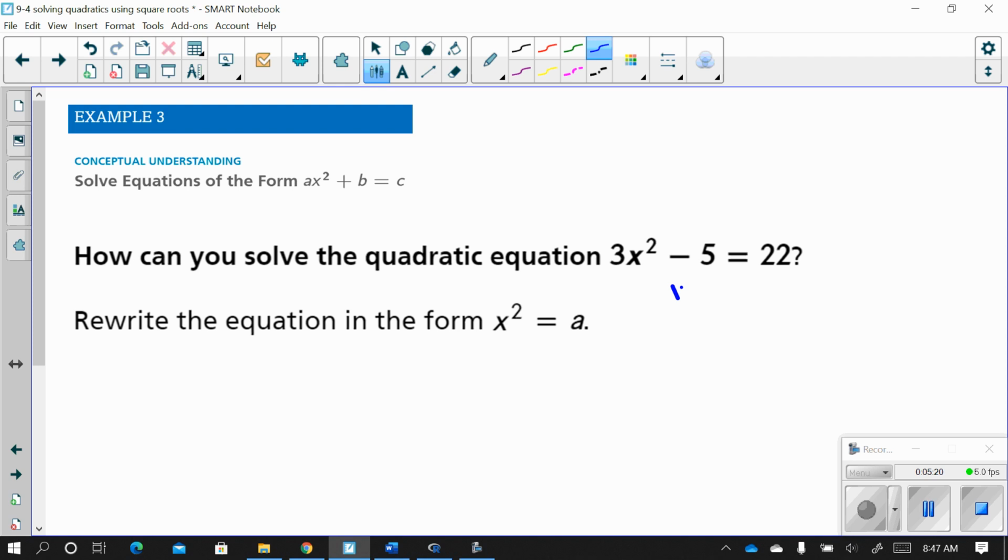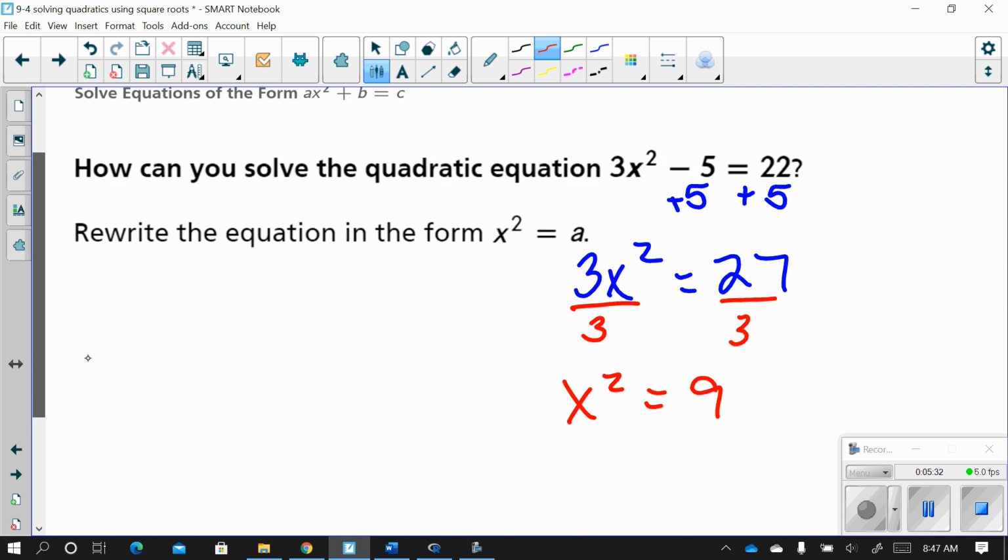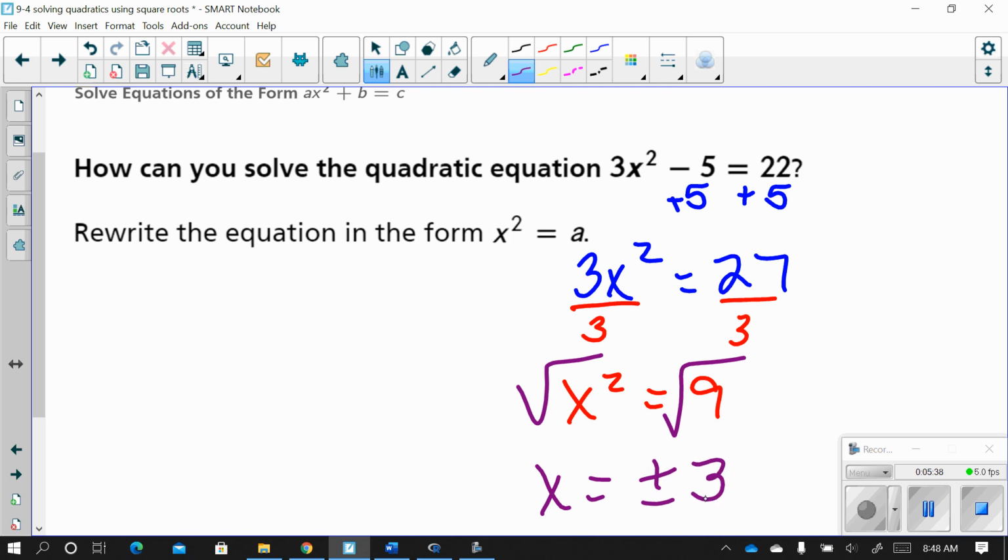First thing we should do is add 5 to both sides. So 3x squared equals 27. X squared still not by itself, so let's divide by 3. X squared equals 9. One more step. How do I get rid of the square? Always square root. So x equals positive and negative 3.